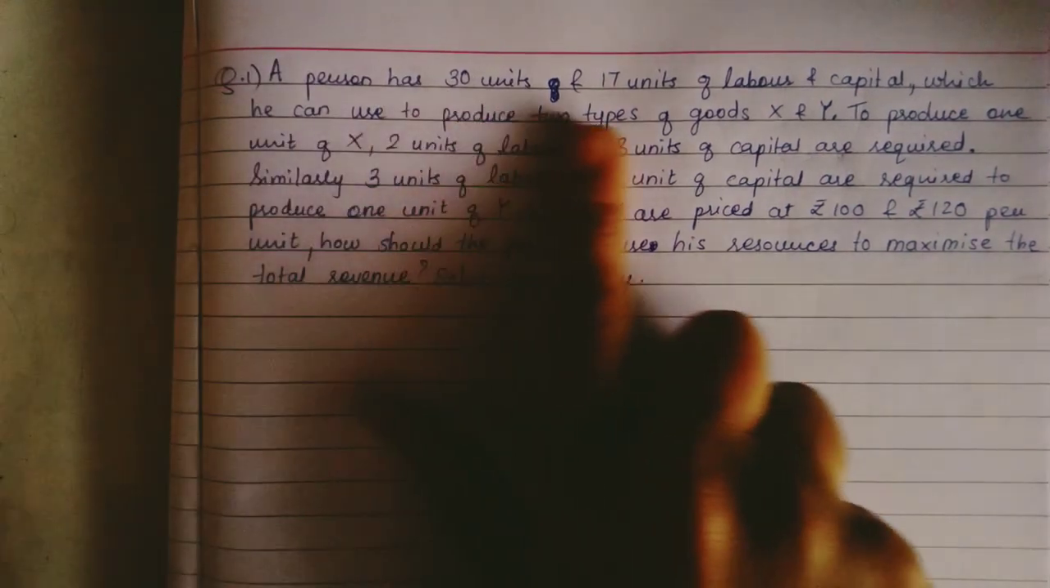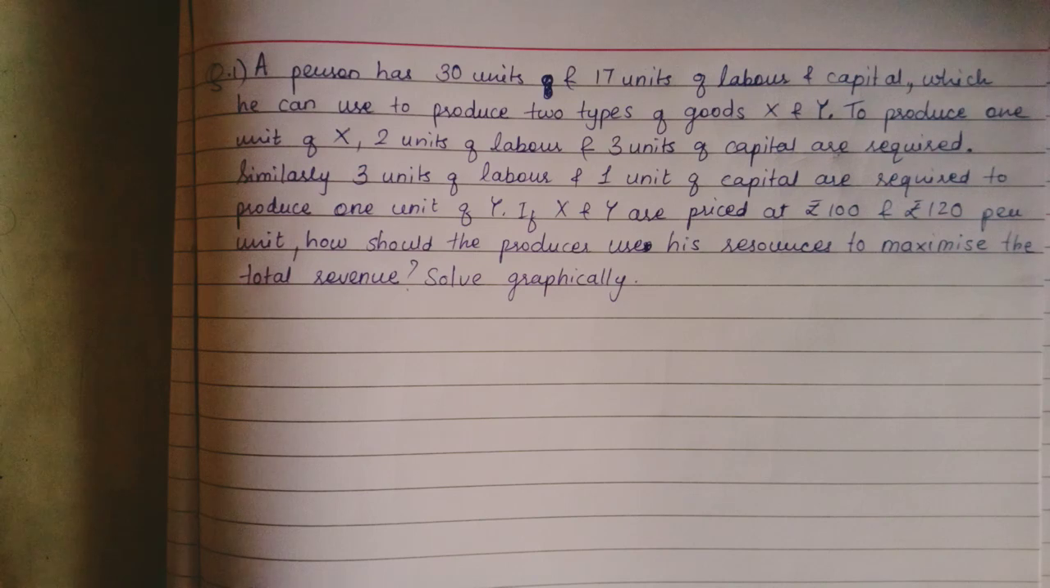A person has 30 units and 17 units of labor and capital which he can use to produce two types of goods, that is X and Y. To produce 1 unit of X, 2 units of labor and 3 units of capital are required. Then similarly 3 units of labor and 1 unit of capital are required to produce 1 unit of Y. If X and Y are priced at ₹100 and ₹120 per unit, how should the producer use his resources to maximize the total revenue? So whatever information you have been given, you have to use it.